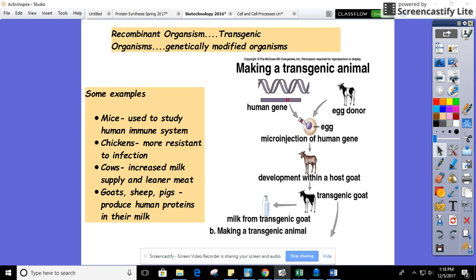Sometimes when we are taking one gene into another, we call it transgenic. So in some cases, with transgenic animals, we've taken a human gene, we've placed it into a host goat, and we've then created a transgenic goat so that we can get milk from that transgenic goat. So we're doing this with some different organisms, and you can see that here of why we're doing this.